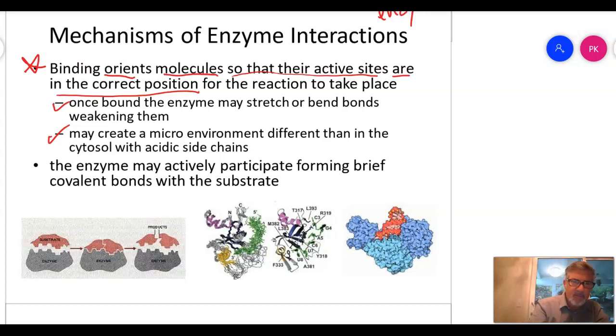So if I have my enzyme right here, this is my activated complex, right? And then what it's doing, it's weakening these bonds here, causing the product to fall apart. So it's important to know that enzymes usually.